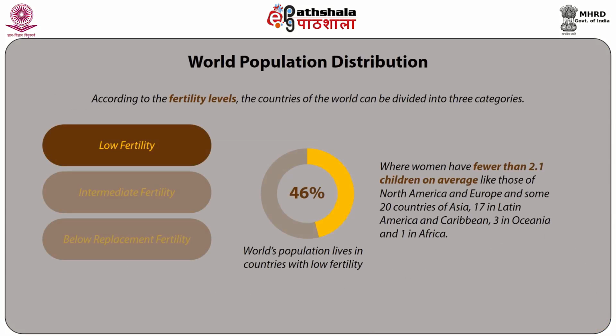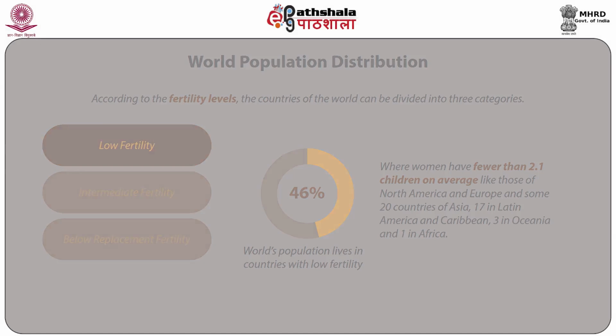According to the fertility levels, the countries of the world can be divided into 3 categories. About 46% of the world's population lives in countries with low fertility, where women have fewer than 2.1 children on average, like those of North America and Europe, and some 20 countries of Asia, 17 in Latin America and Caribbean, 3 in Oceania, and 1 in Africa.